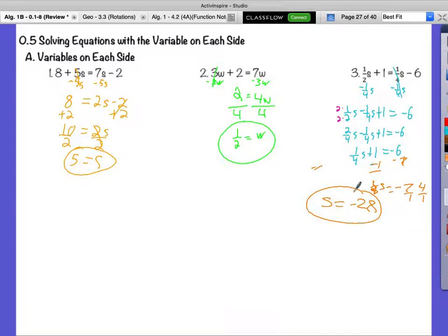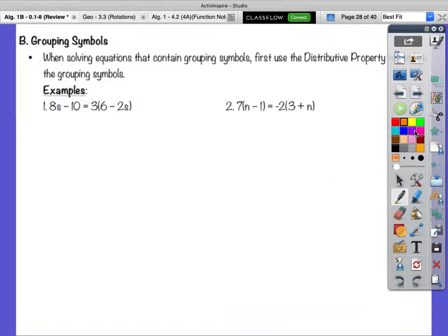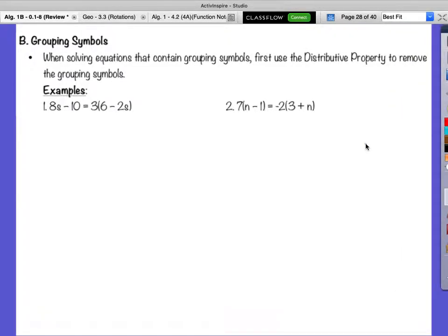No, sir. Okay. So now we're gonna talk about what we do with grouping symbols. When solving an equation that contains grouping symbols like parentheses or brackets, we first use the distributive property to remove the symbols. So our first step is the distributive property here.